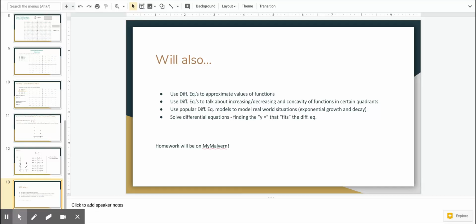We're going to talk about increasing, decreasing, concavity. Obviously, if we're working with derivatives, that opens up that whole world. We're going to be doing some real world modeling, specifically in the realm of exponential growth and decay, and a really popular differential equation within that. And then finally, the big part, which is we're going to be solving differential equations. And that's where our integration practice and our integration techniques are really going to come into play.